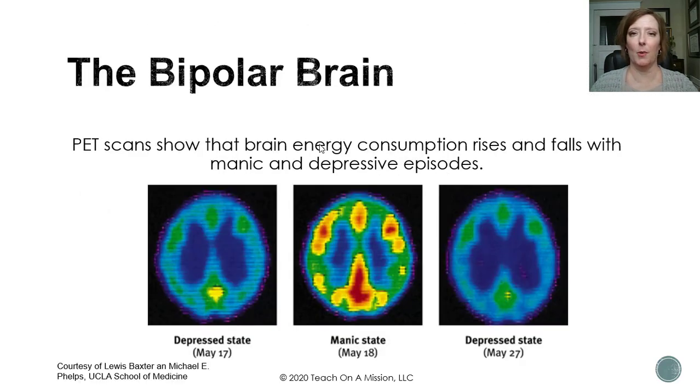So take a look at these brain scans. These PET scans show that brain energy consumption rises and falls with manic and depressive episodes. So you have a person with bipolar disorder and you see the different fluctuations of glucose being consumed during these different states. You have the depressed state at the far left, the manic state the next day, and then again the depressed state once that mania has subsided, and you see even less energy being consumed. So there's less activity going on in the brain during these depression states.